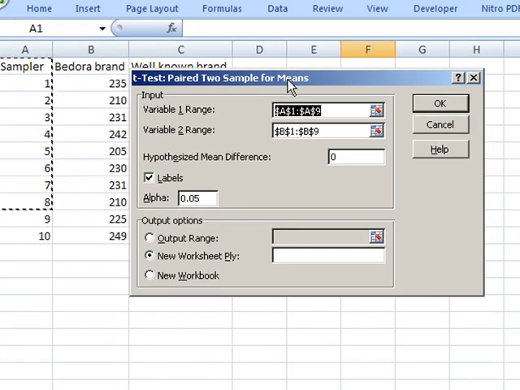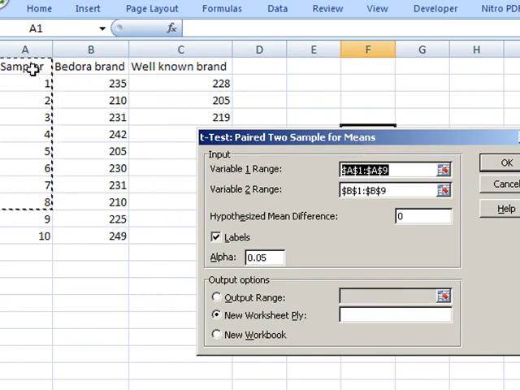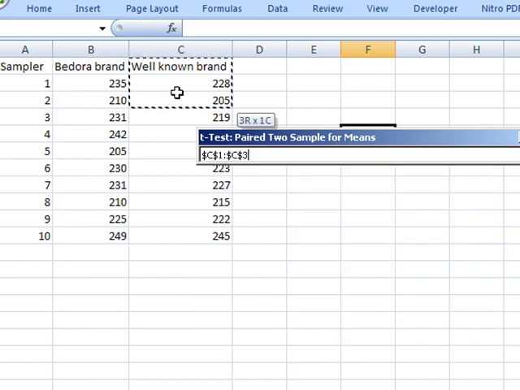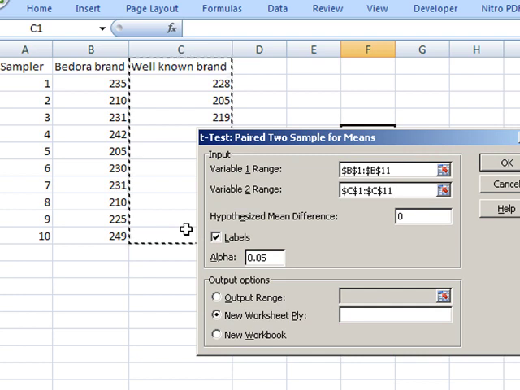And it asks us, where is the data located? Well, let's highlight the data, which is Fedora brand. That's in cell B2 to cell B11. And let's go to the well-known brand, and we highlight cell C2 down to C11. And it says, what do you hypothesize the difference to be? Well, if we are testing if there's any difference whatsoever, we're going to hypothesize that the difference is 0. We have to decide on the alpha value. Let's put in 0.05, which is the default, but we can change that. And let's click on OK.